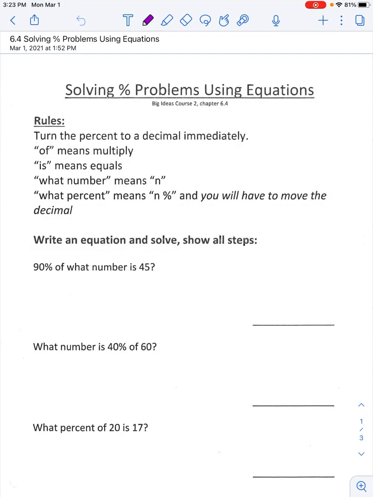Hello, period 4. Today, we're going to solve more percent problems, but instead of using proportions and cross products, now we're going to use equations to show you there's more than one way to solve these.